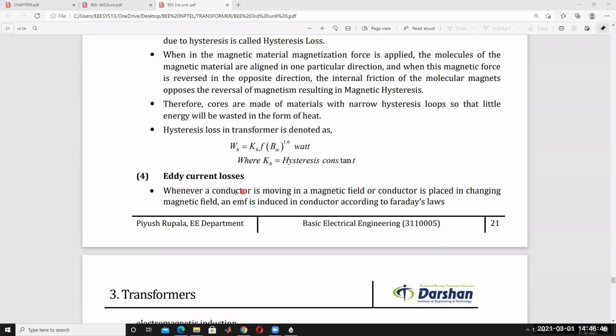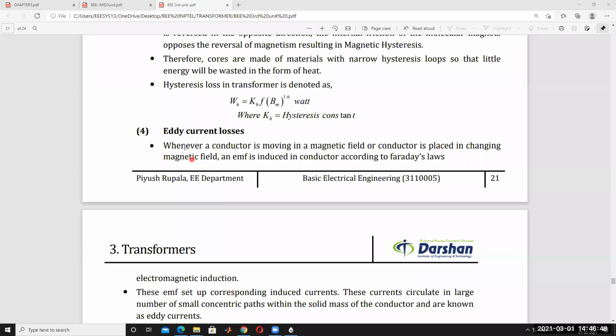And then eddy current losses. Whenever a conductor is moving in a magnetic field, or a conductor is placed in a changing magnetic field, an EMF is induced in the conductor according to Faraday's law. Understood?